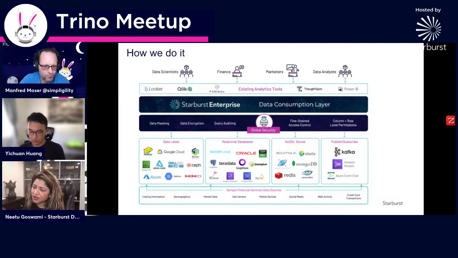You essentially continue using the tools that you're using, and Starburst does all the heavy lifting, getting the data from different sources and providing you with that enterprise-grade security. So role-based access control, row-level, column-level security is all built in. And it provides you with that unlimited scale, concurrency, and that security that I talked about.